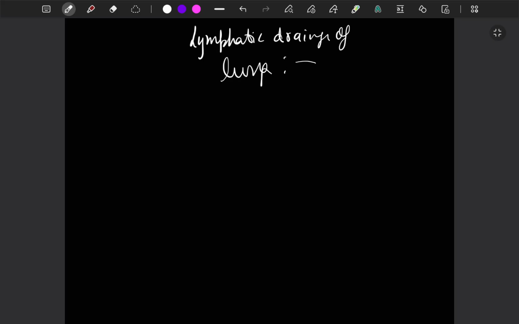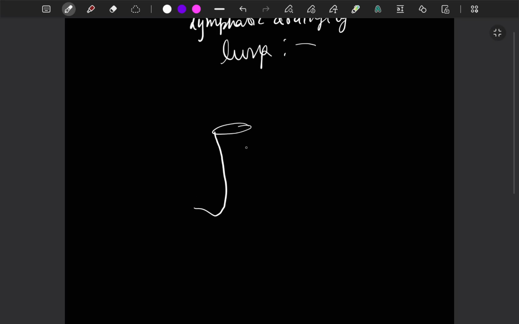So let's see what this is about. Lymphatic drainage of lungs. So I'll make this one diagram.